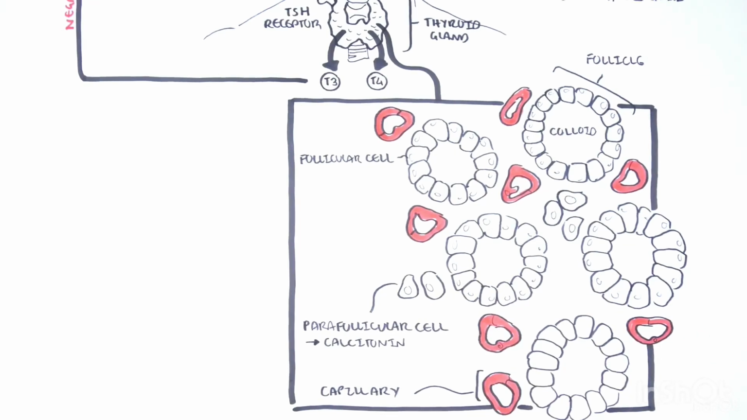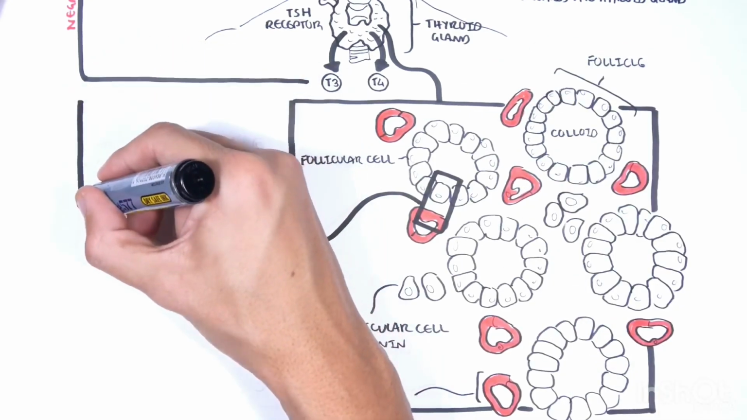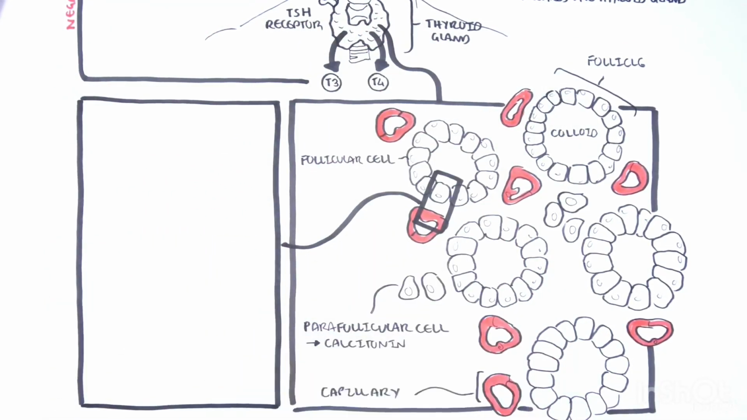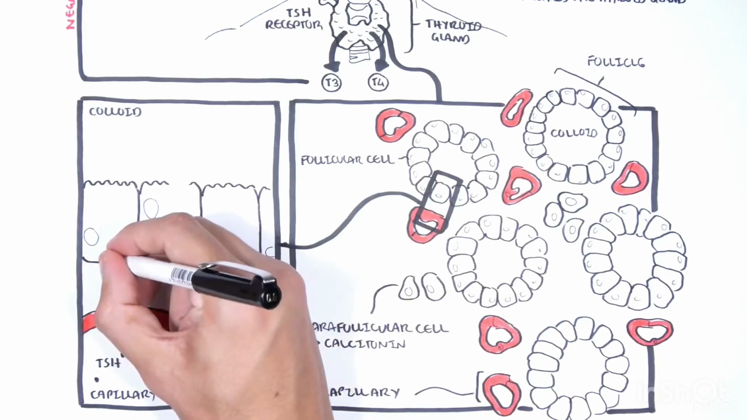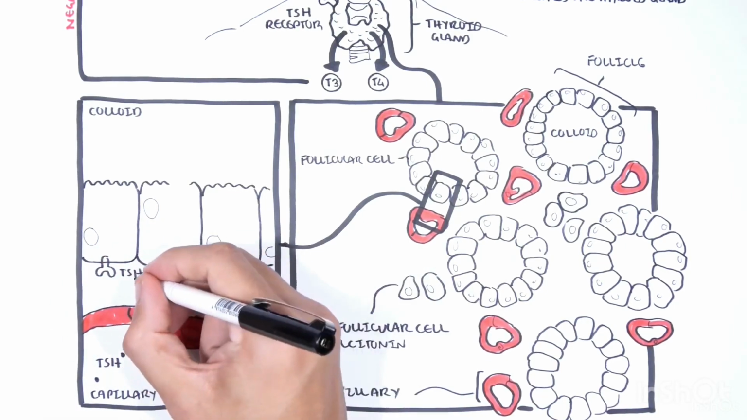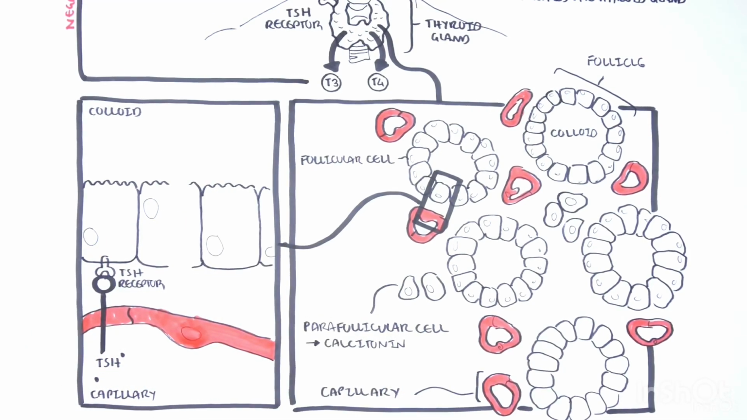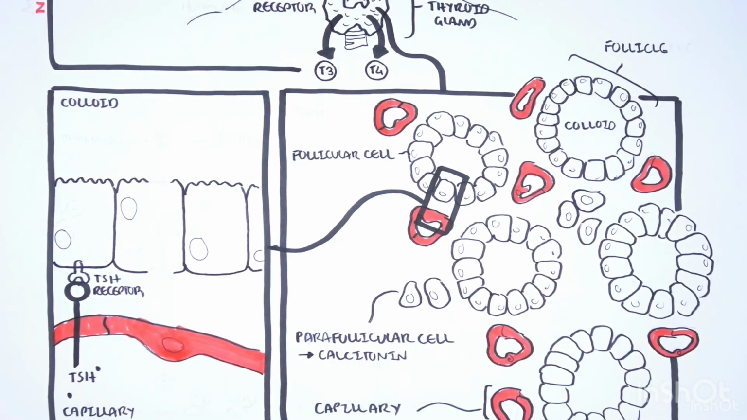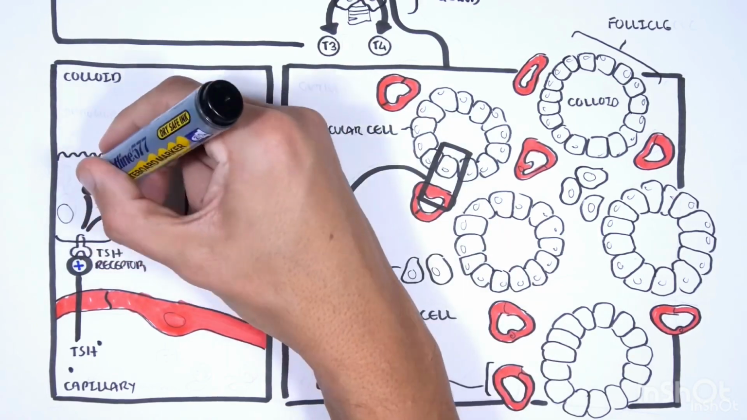Zooming closer now at the interaction between the capillary and the follicle, the capillaries bring TSH to the area. The inner part of the follicle at the center is the colloid. On the follicular cells, you have thyroid stimulating hormone receptors. When thyroid stimulating hormone reaches the thyroid follicular cells, it binds to the thyroid stimulating hormone receptors, causing a number of things. Firstly, it will stimulate thyroglobulin production. Thyroglobulin will enter the colloid.